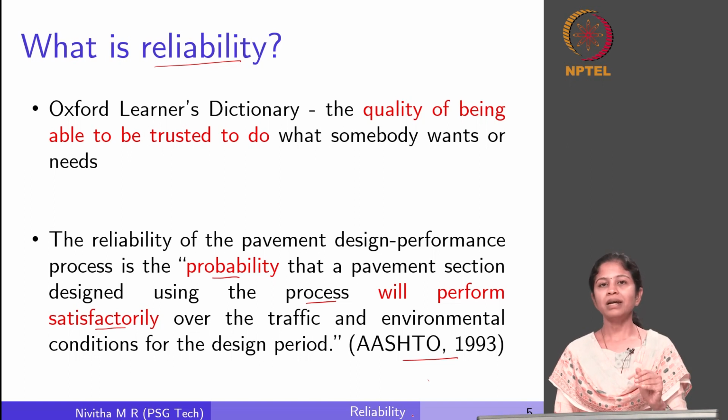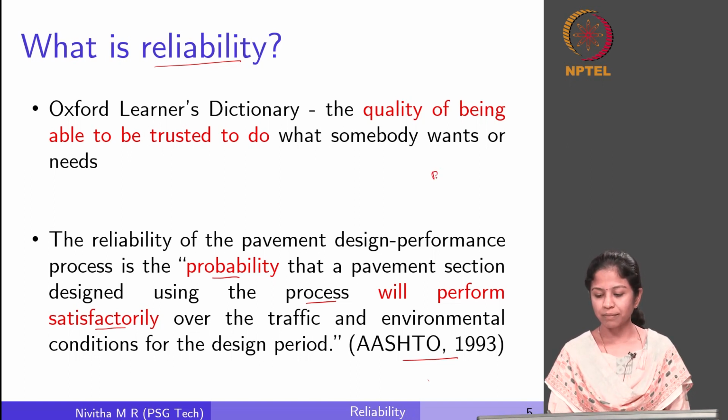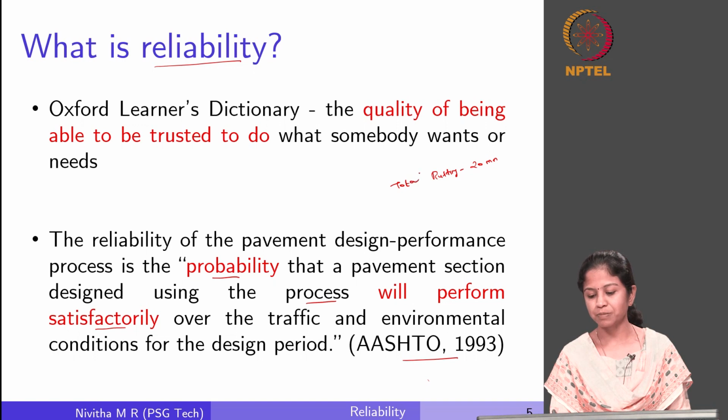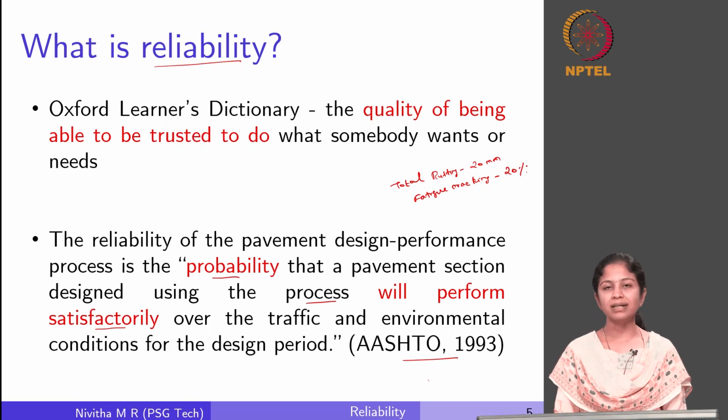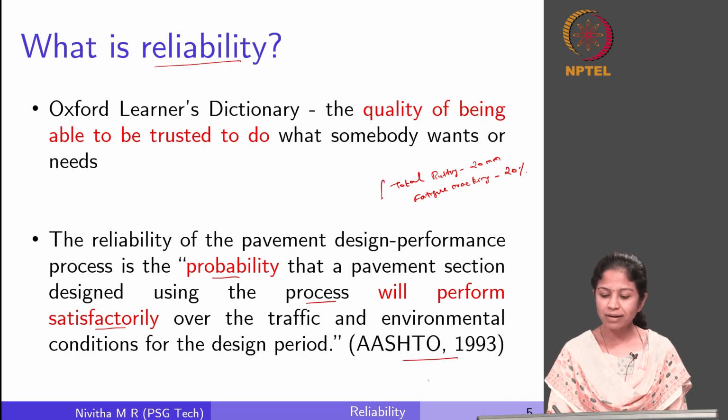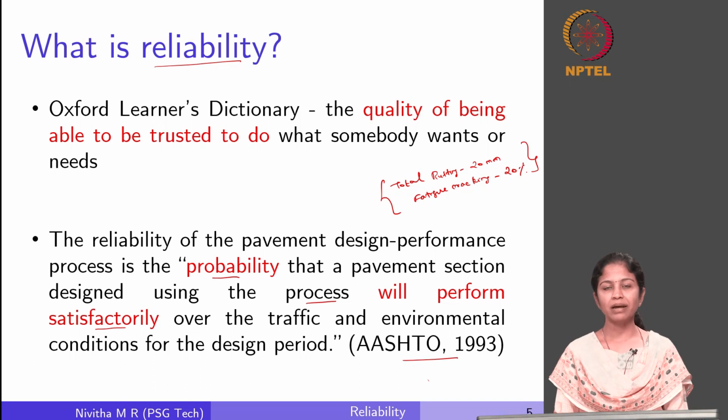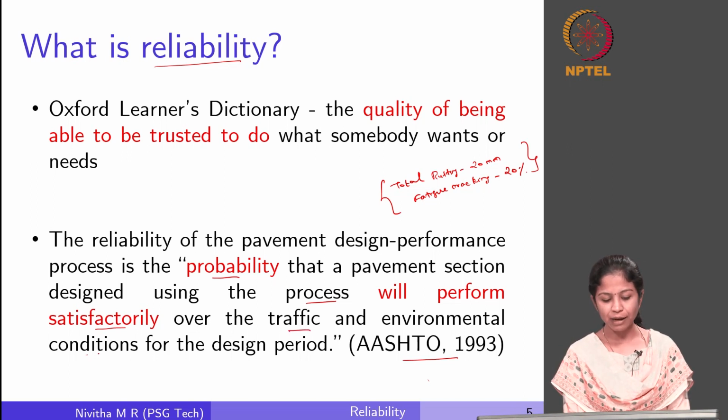For what conditions are we designing the pavement? Let us say my concern is to limit the rutting to 20 mm. Let me be specific, total rutting to 20 mm, and I want to limit fatigue cracking to 20%. Let us say this is what I consider as satisfactory performance, and I am going to use the design process to meet these criteria, right. So, this is going to be my satisfactory level.